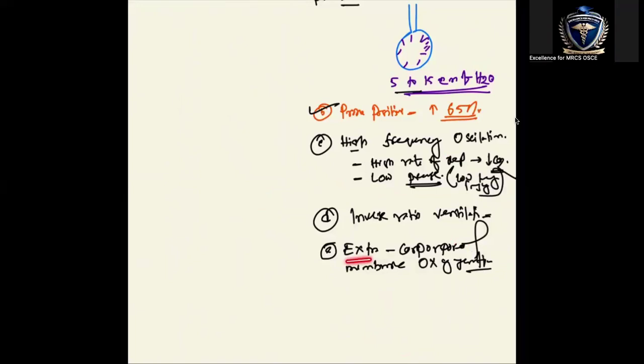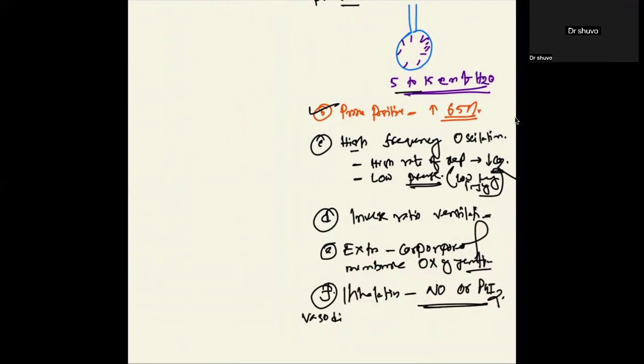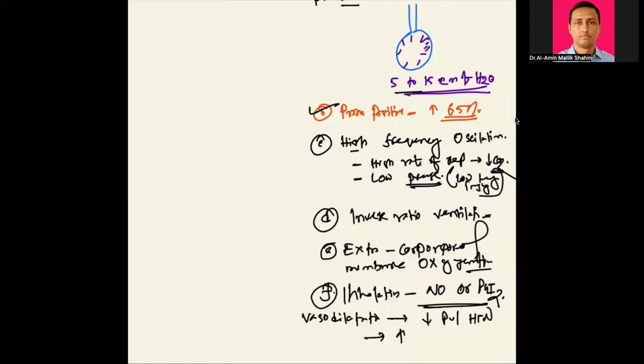So the fourth one is extracorporeal membrane oxygenation, and this is the artificial respiration. And another thing you can mention is inhalation of nitric oxide or prostaglandin I2. I'm extremely sorry, my worst handwriting. What is the role of prostaglandin I2 or nitric oxide? These are for vasodilatation. So what will happen? Decreased pulmonary hypertension, increased gas exchange. Very good. So these are the respiratory support.